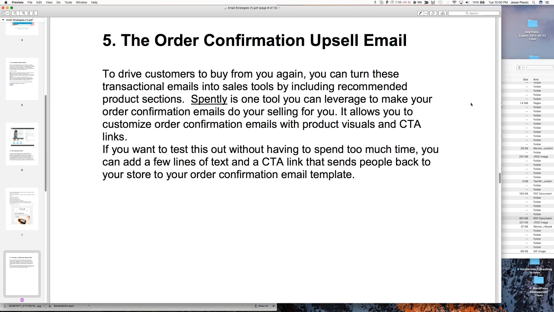The order confirmation upsell email. This one is very interesting. This one is mostly e-commerce, pretty much all e-commerce. It is possible for you to do this with a brick and mortar vape shop, but it'd be a lot harder to do, to be honest with you. So this is more for e-commerce, but this is a really interesting one you've probably never heard of. I actually hadn't heard of it till I read this document, but it's very, very cool.